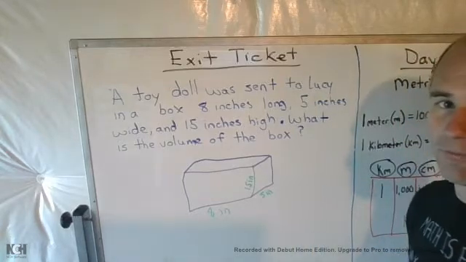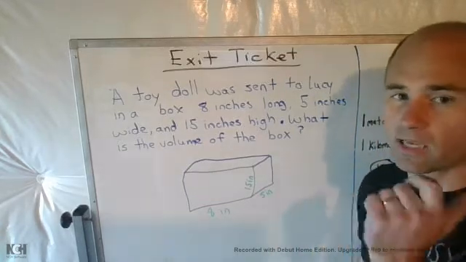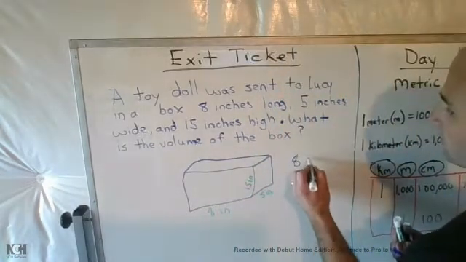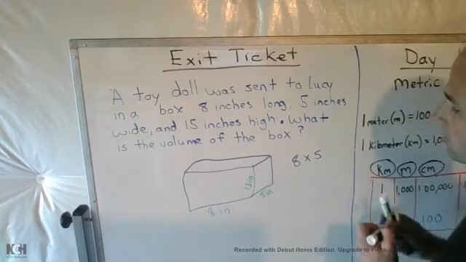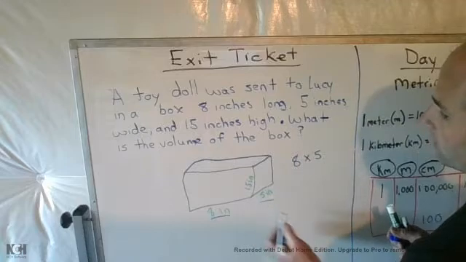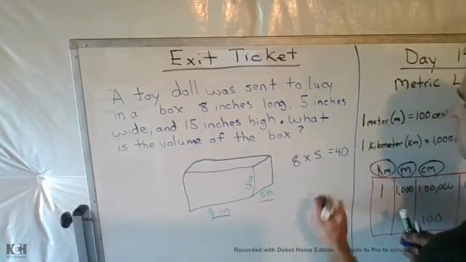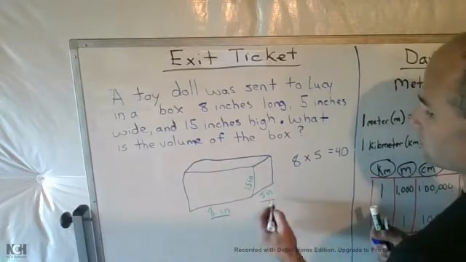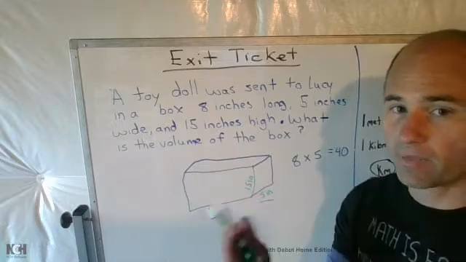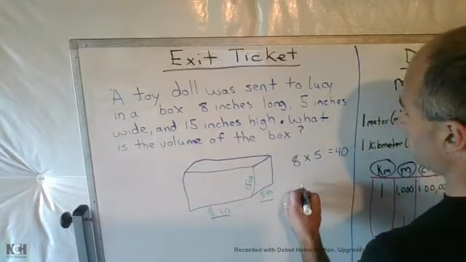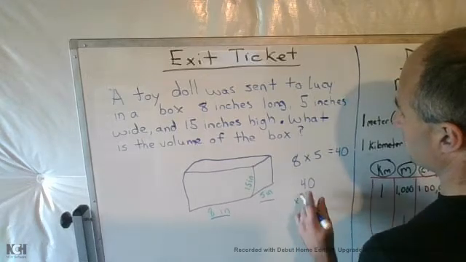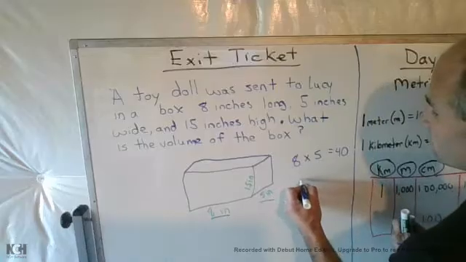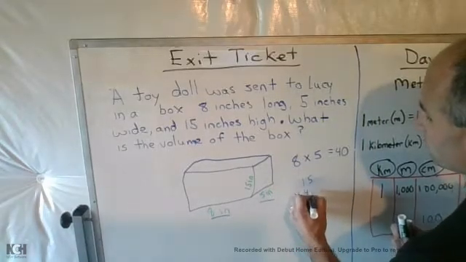So, as we talked about, when it comes to finding volume, it's length times width times height. I'm going to do 8 times 5 first. Length times the width. And that'll give me 40. And then I'll take 40, which is technically the area, times the height. Or we'll do it the opposite, make it a little easier for ourselves.